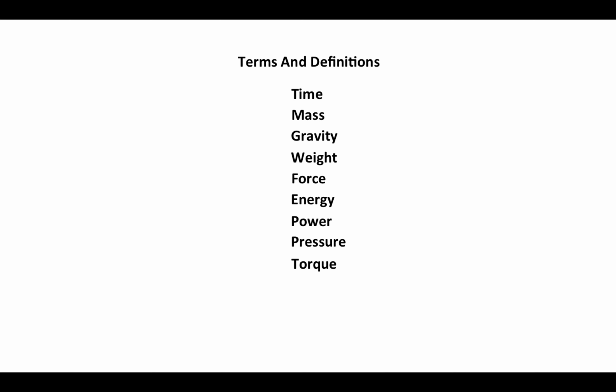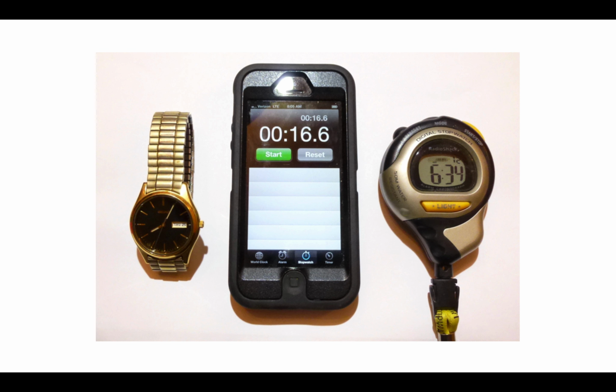We're going to start off by talking about some basic terms and definitions. Depending on your background, you may be already familiar with these, but I want to make sure we all start off on the right footing. We'll look at time, mass, gravity, weight, force, energy, power, pressure, torque, and vector. First is time. And fortunately, time needs no further explanation beyond what our intuition tells us.